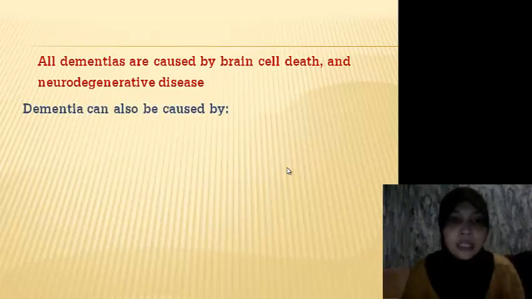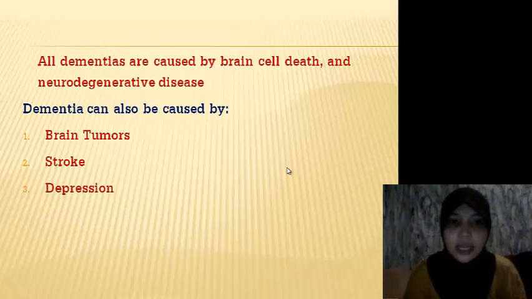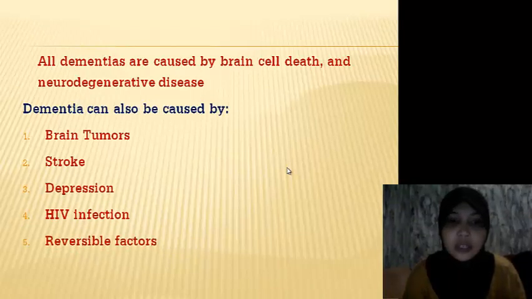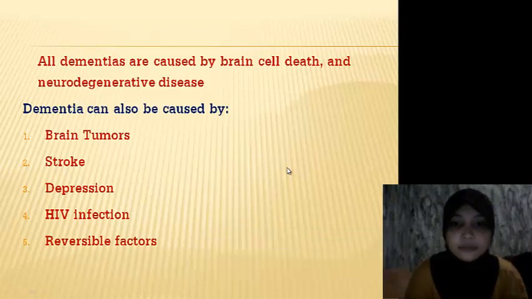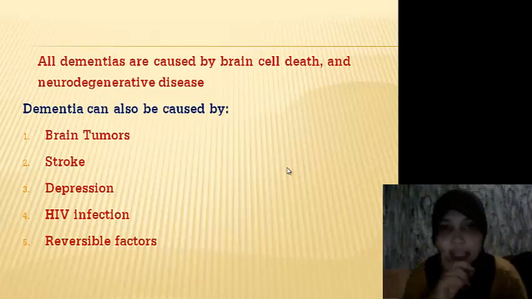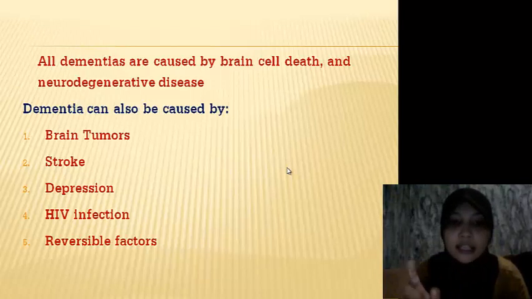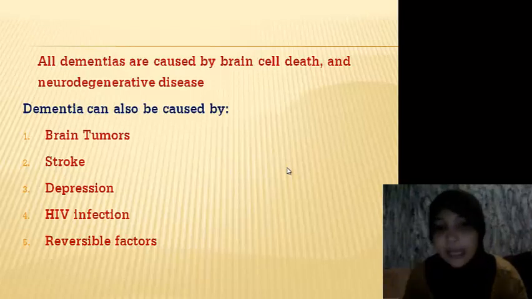And then dementia can also be caused by brain tumors, stroke, depression, HIV infection, and reversible factors. Here, reversible factors: some dementias can be treated by reversing the effect of underlying causes, including medication interaction, depression, vitamin deficiencies, for example thiamine B1, leading to Wernicke-Korsakoff syndrome, which is most often caused by alcohol misuse, and thyroid abnormalities.